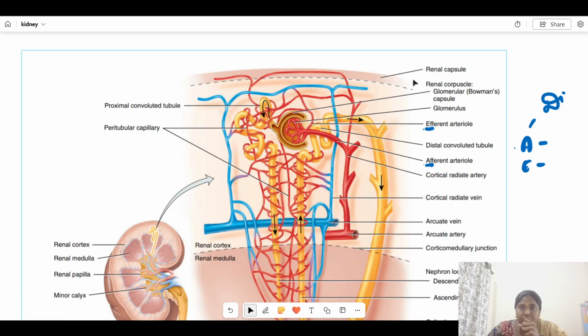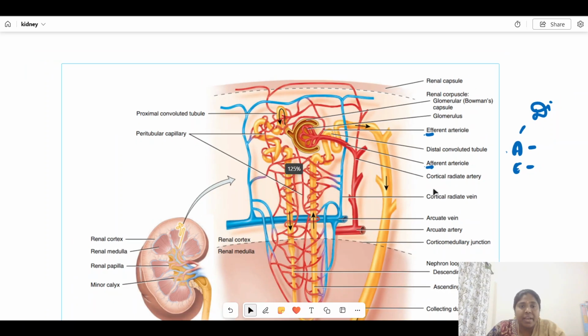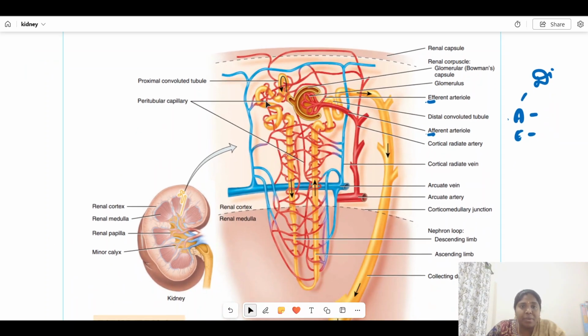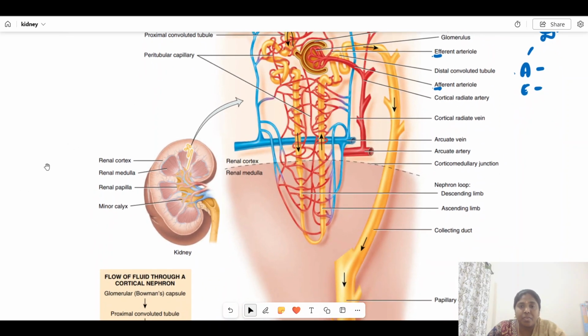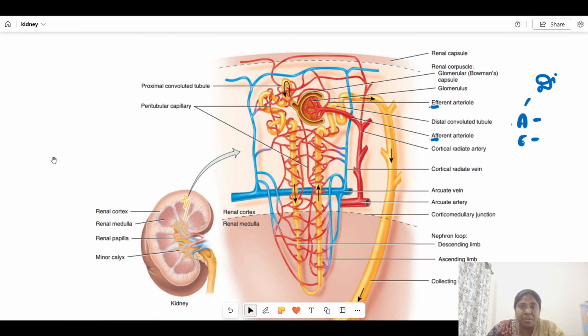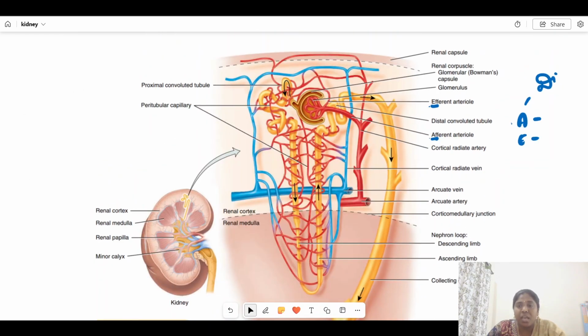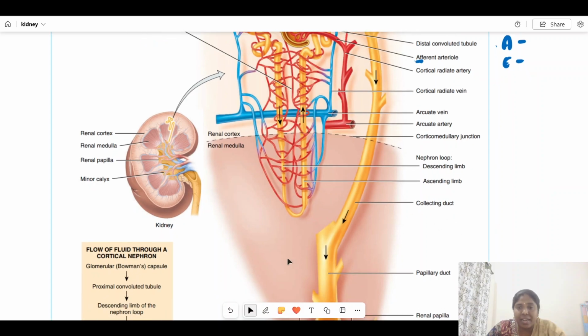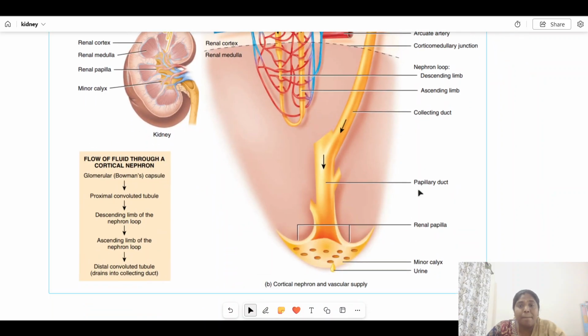When you look at the cross section of the kidney, this is the renal capsule, afferent arteriole, efferent arteriole, and the blood supply, this is called the peritubular capillary. Whatever is covering this proximal and distal convoluted tubule, these are called the peritubular capillaries. Can you see around the loop of Henle and this tubule? That is called the peritubular capillary. And the urine that has been filtered will come through this way, through the collecting duct, and go into the papillary duct.